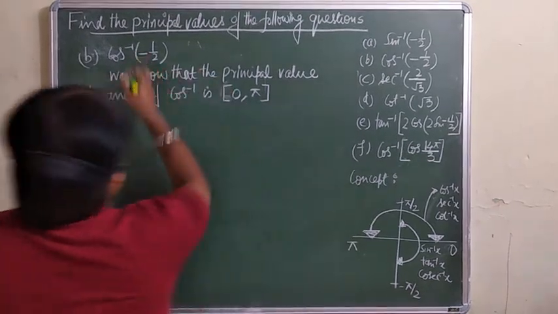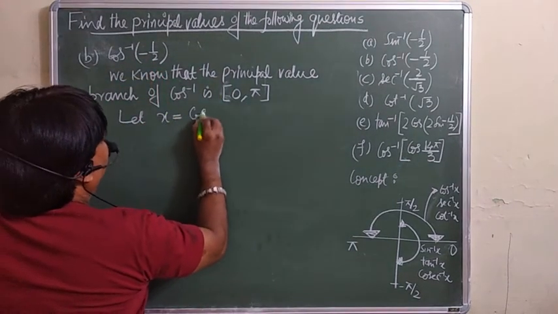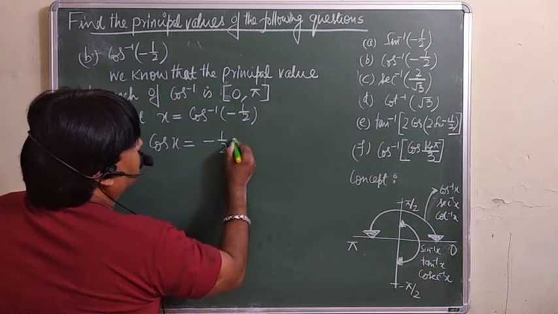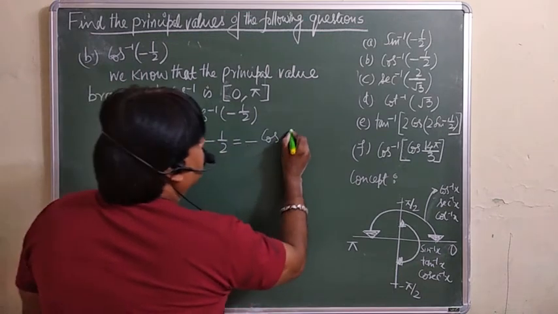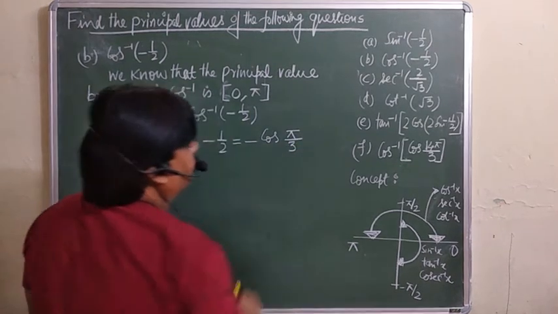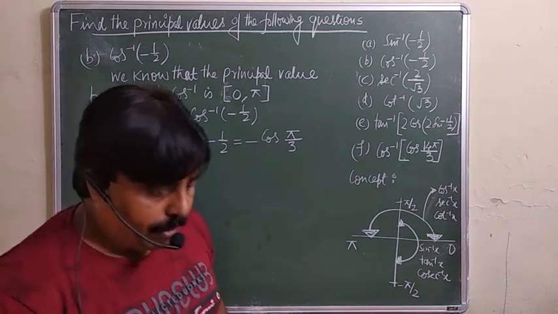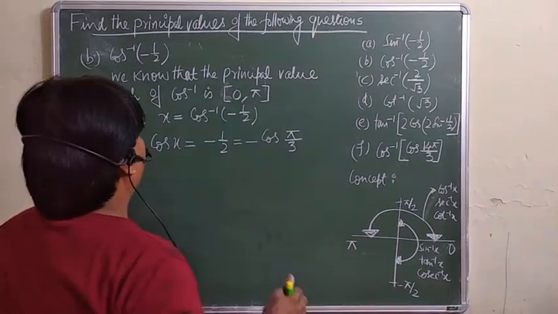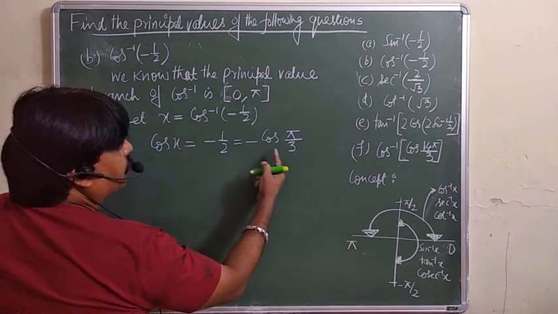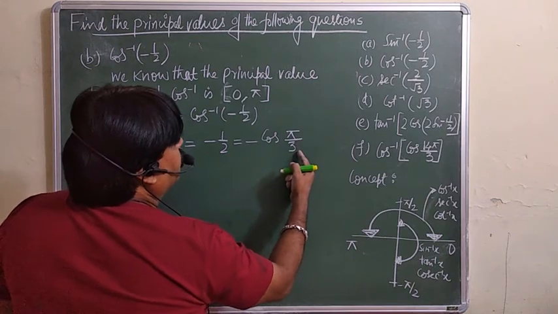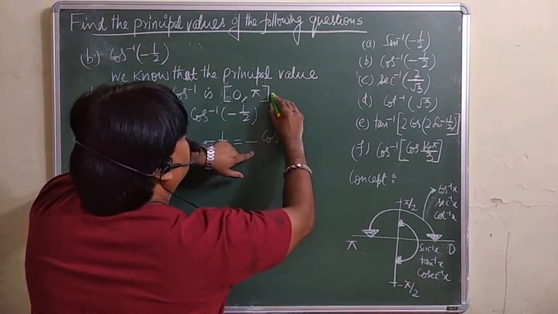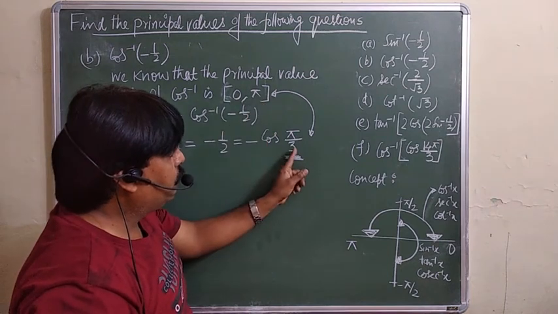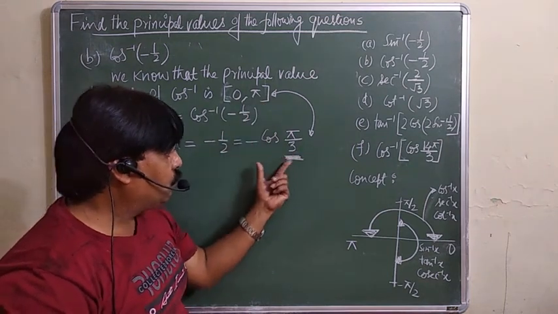So here is also the same. Let x is equal to cos inverse minus 1 by 2. So this can be written as cos x is equal to minus 1 by 2. So this is minus cos, and the value here is pi by 3. Now here is the important point. If we talk about x, it will be equal to minus pi by 3. But this minus pi by 3, which you get from here, does not belong to 0 to pi. Here 0 to pi is 0 to 180, but here you get minus 60. So it means you are supposed to change this.